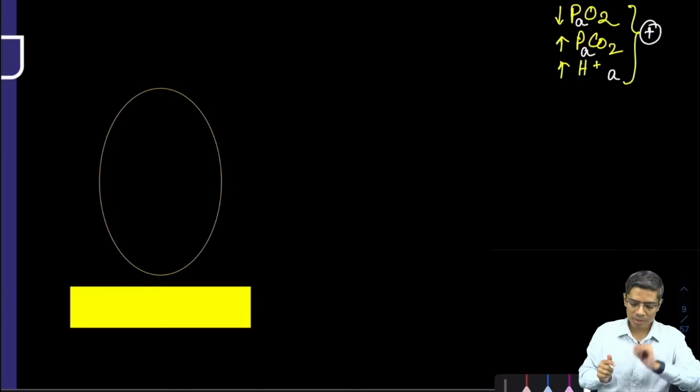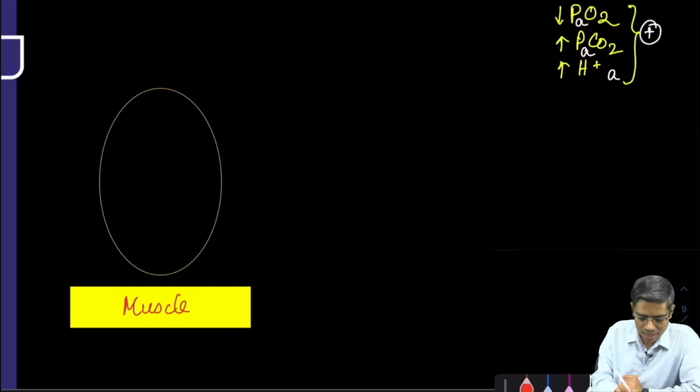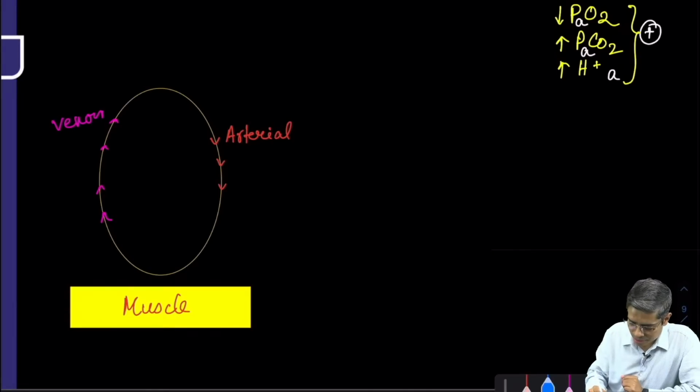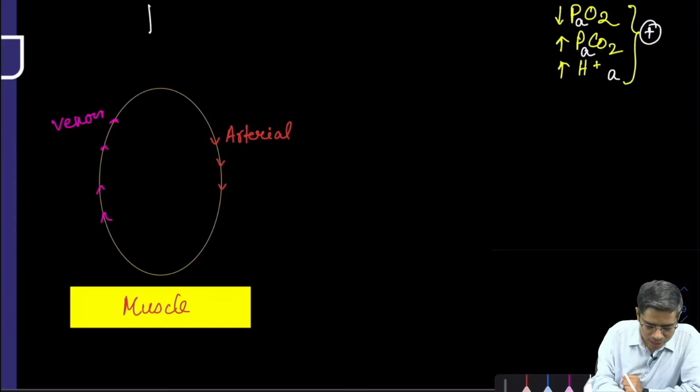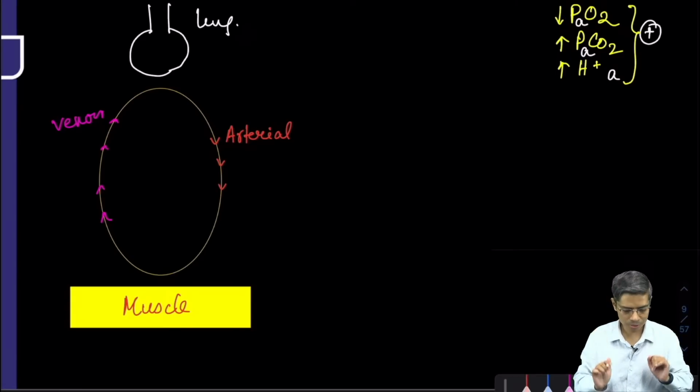Now, let us see what happens during exercise. Suppose this is my muscle which is doing the exercise, and this is my arterial blood, this is my arterial system, and this is my venous system, right. This venous system is taking the blood to the level of the lung. So, this is the alveoli at the level of the lung, right. A simplified schematic diagram, I hope all of you have understood.